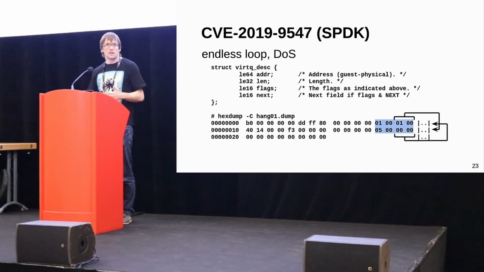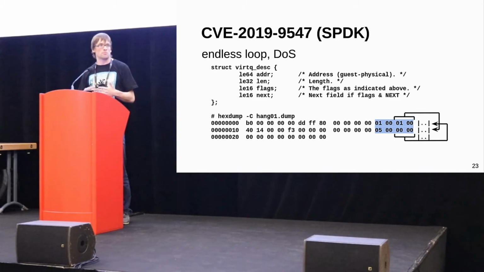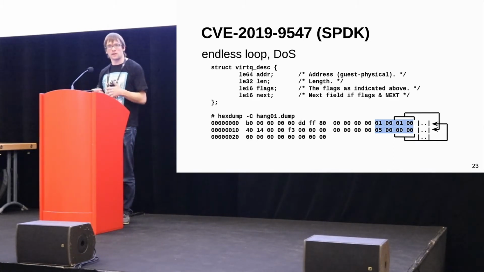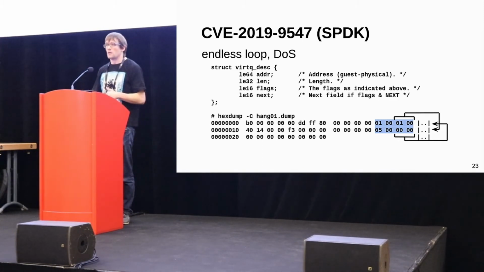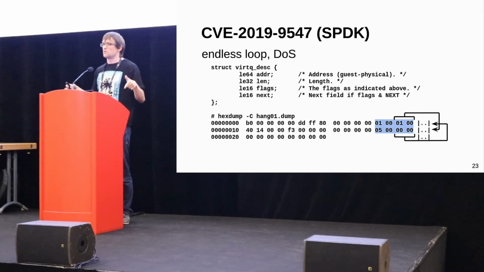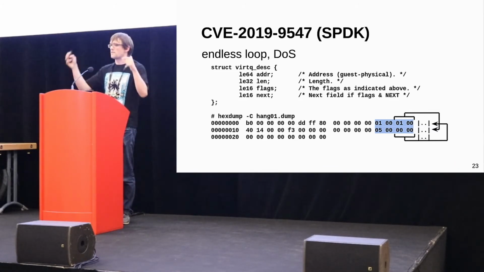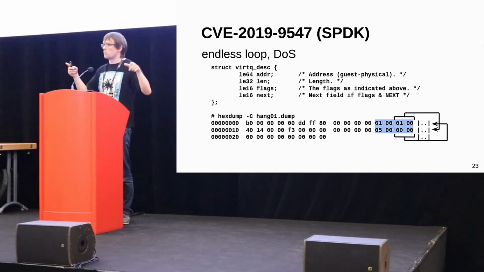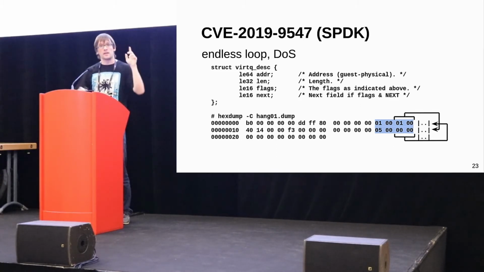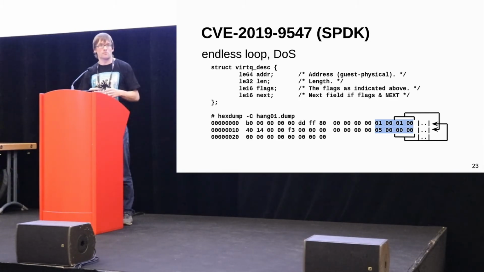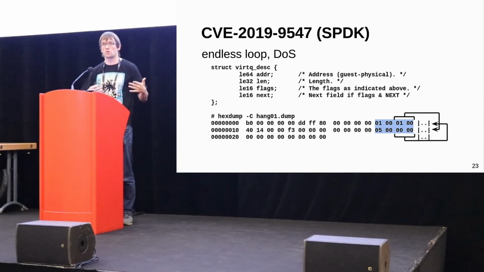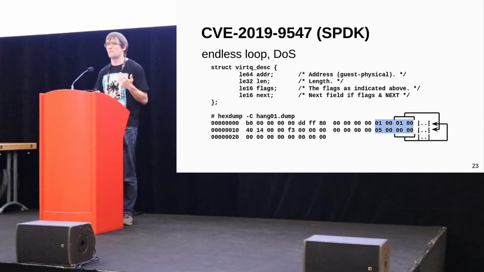Another issue in SPDK which was found by the fuzzing process was an endless loop. And in fact, it was a vulnerability. The user can craft a virtio descriptor table where the first entry points to the second one, and the second entry points back to the first one, and it will be an endless loop. In this case, the handler on the host will run this loop forever.